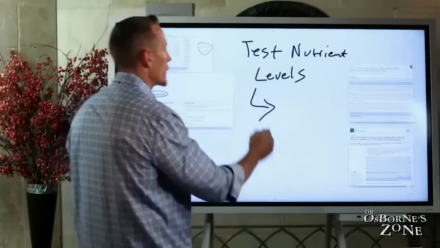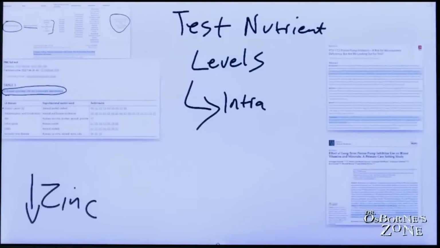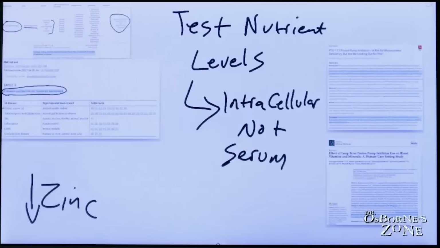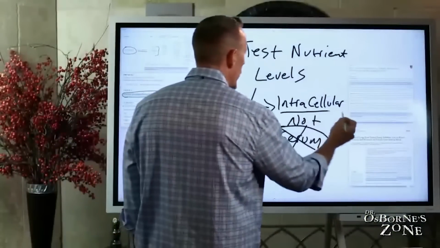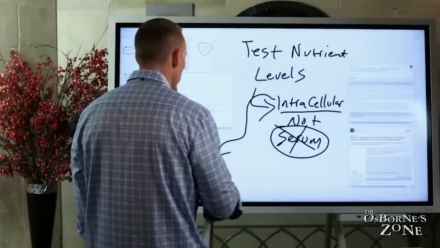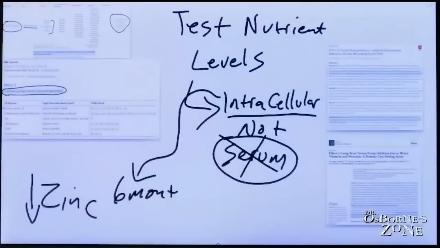But test those nutrient levels, and it's very important to look at intracellular, not serum. Now, that's not to say you can't have your serum levels measured. It's just that serum levels are not as accurate when it comes to assessing nutritional status. The serum can fluctuate from day to day very wildly based on what you've been eating and your stress levels, whereas intracellular measurement gives you kind of a 6-month overview of your nutritional status. It's a much more accurate indicator of overall nutritional status.